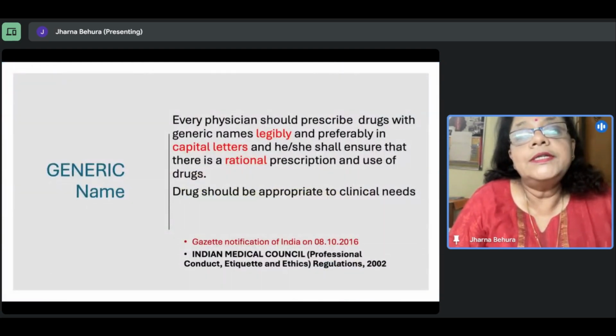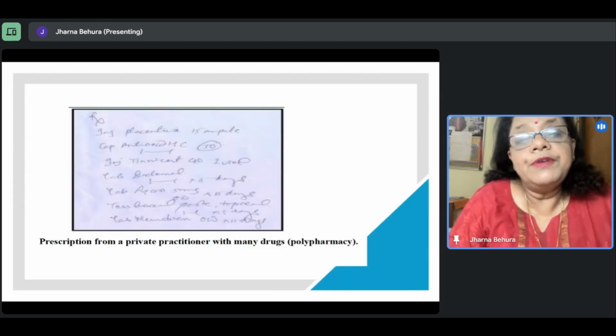Now, this is regarding generic medicine. In 2017, the Medical Council of India came forward, and this is what it said: every physician should prescribe drugs with generic names legibly and preferably in capital letters, and he shall ensure that there is a rational prescription and use of drugs. A rational prescription, according to WHO, is one where the drug is appropriate to the clinical needs. In a private practitioner's prescription which shows many drugs, polypharmacy should not be used. It should be a rational prescription.